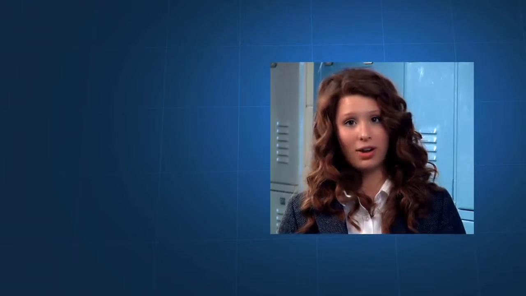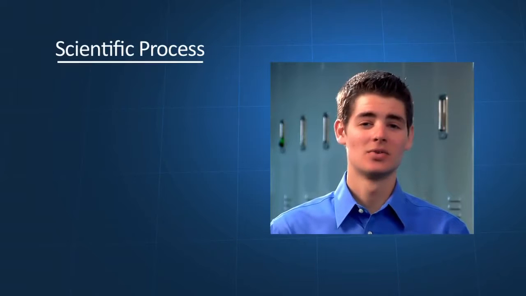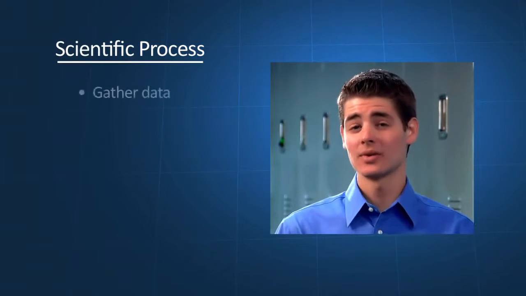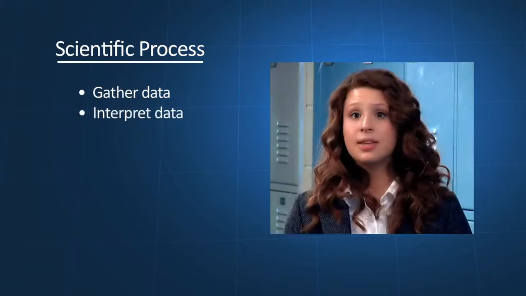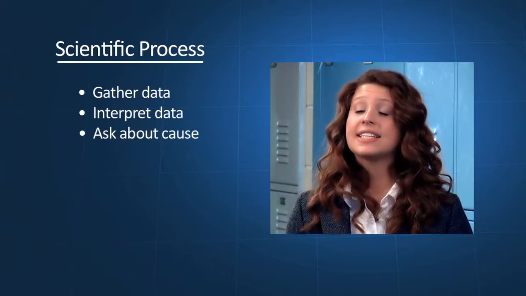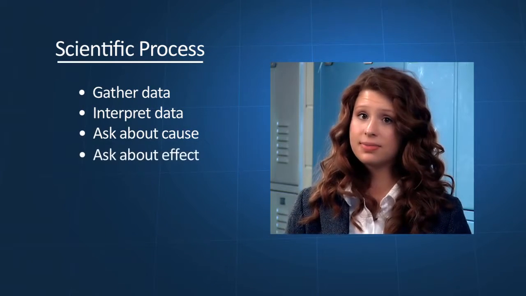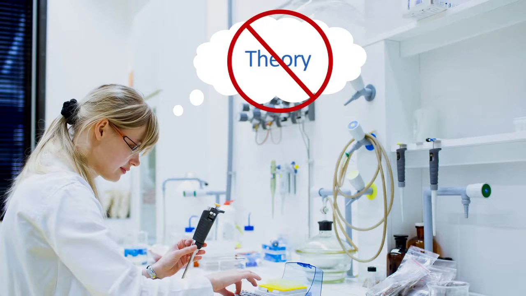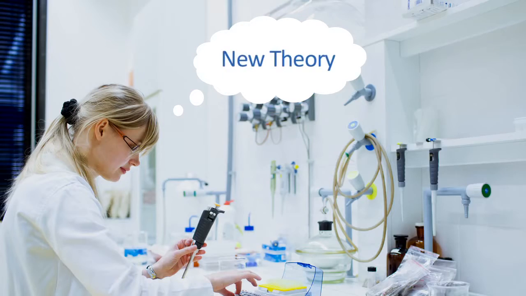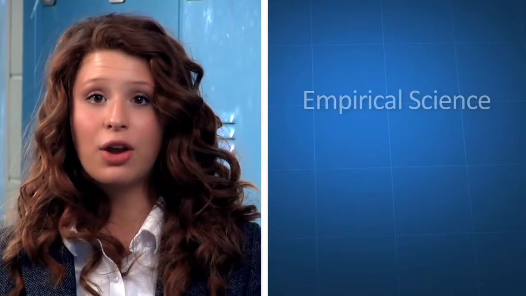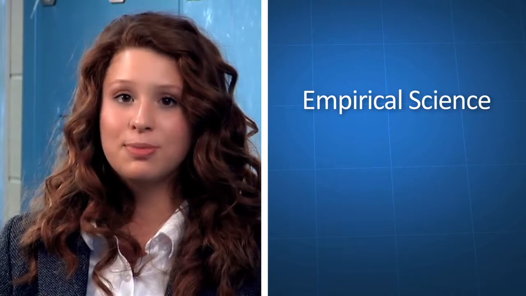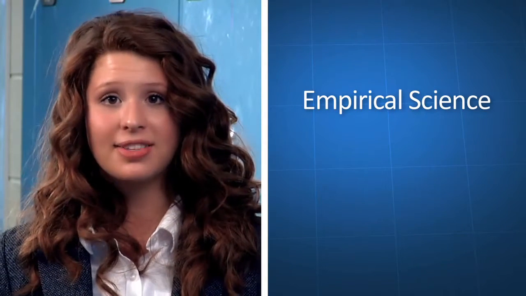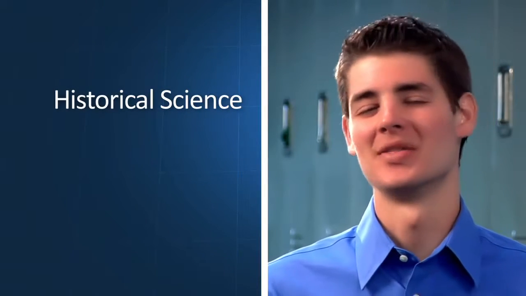Let's review what we've learned. In the scientific process, we try and find answers to questions by gathering data and interpreting data. Sometimes we ask about causes, and sometimes we ask about effects. Science isn't always as simple as we might think it is, and sometimes scientists are wrong, and they have to change their mind about things. Empirical science is really good at creating observable, repeatable experiments that can answer questions about things that happen now. But the scientific process is very limited in its ability to answer questions of historical science like, where did the universe come from?